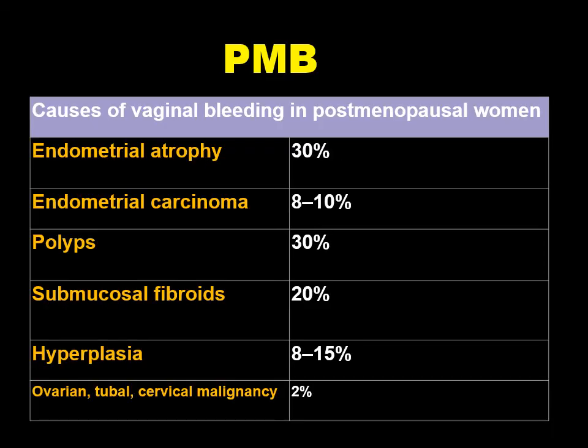Postmenopausal bleeding is bleeding after menopause, 1 year after the last menstrual period. Women should not have any episodes of bleeding, and if this happens, then medical advice should be sought. Causes of postmenopausal bleeding are usually due to endometrial atrophy, but our main concern is endometrial carcinoma, and this is why whenever we do endometrial sampling for these women, our target is to rule out endometrial cancer.